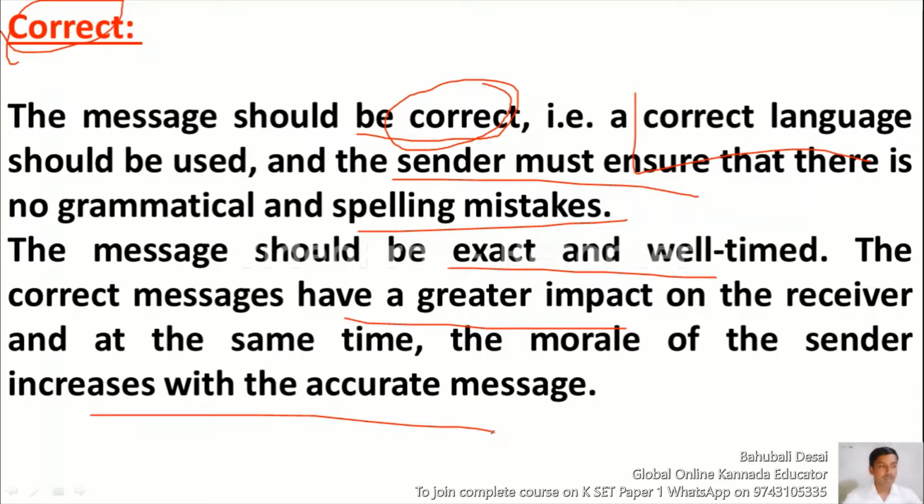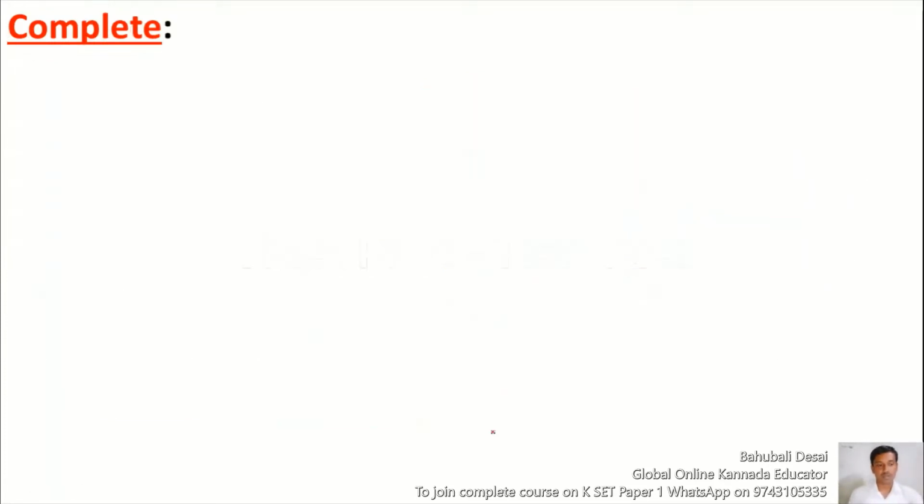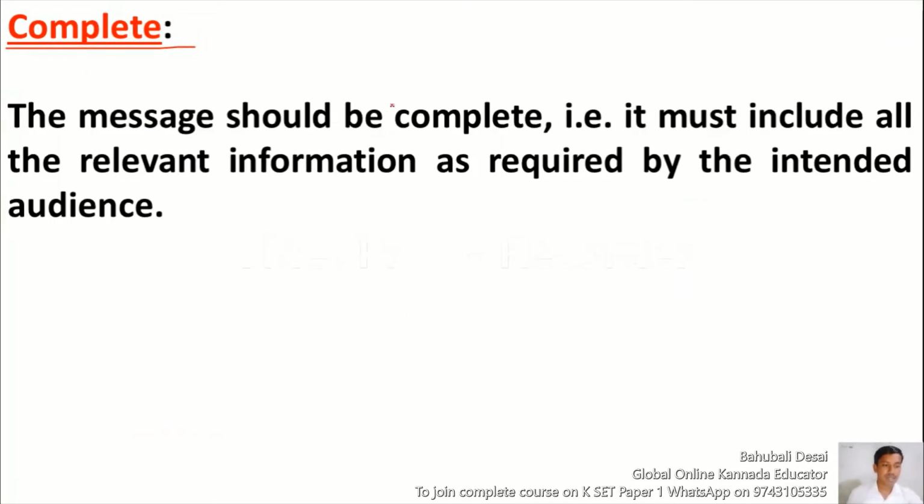So ಈ ರೀತಿಯಾಗಿ ಸೆಂಡರ್ ಮಾಹಿತಿಯನ್ನು ನೀಡಬೇಕಾದ್ರೆ ಕರೆಕ್ಟಾಗಿ ನೀಡಿರಬೇಕು, ಯಾವುದೇ ರೀತಿಯ ದೋಷಗಳು ಅದರಲ್ಲಿ ಇರಬಾರ್ದು. ಆವಾಗ ರಿಸೀವರ್ ಸರಿಯಾಗಿ ಅರ್ಥ ಮಾಡಿಕೊಳ್ಬಹುದು. Then the next one is complete. So the message should be complete. It must include all the relevant information as required by the intended audience.